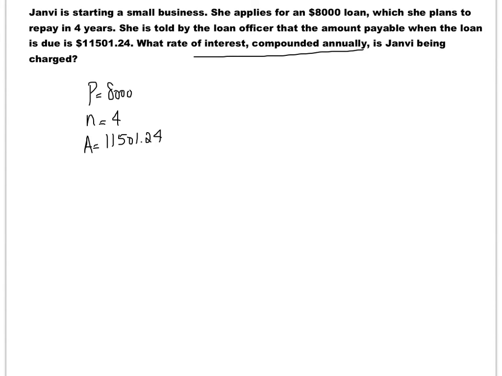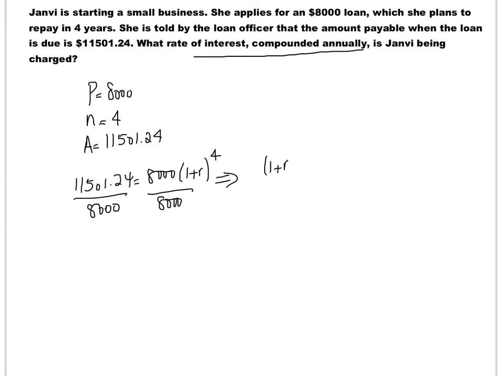So this means that 11,501.24 has to be equal to P, which is 8,000, times 1 plus R exponent N, where N is 4. So I'm going to divide both sides by 8,000. From here I get 1 plus R exponent 4 is 11,501.24 divided by 8,000. Now to isolate R, I'm going to take root 4 of both sides.